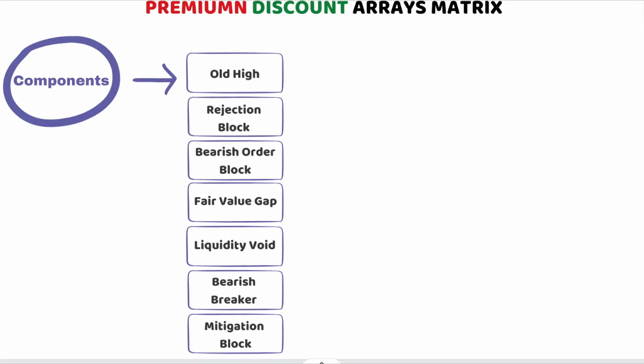So let's identify some of the arrays that we use in our price action. For our premium discount array matrix, this is the list of the arrays that we use. We have old high, rejection blocks, bearish order block, fair value gap, liquidity void, bearish breaker, mitigation block.